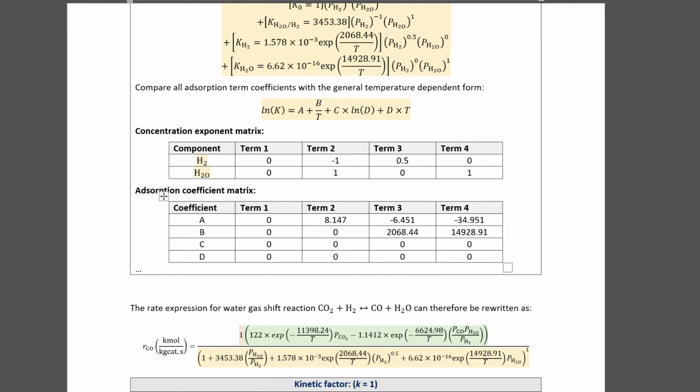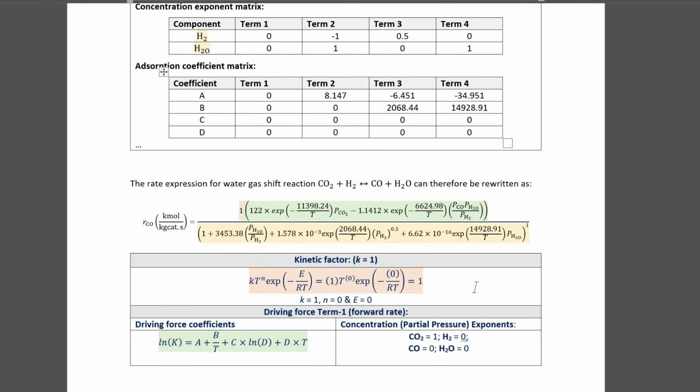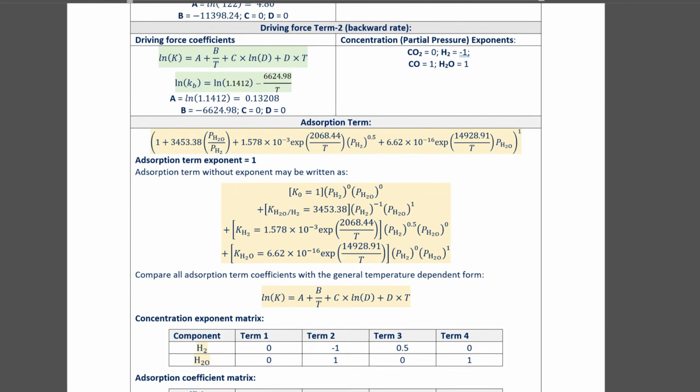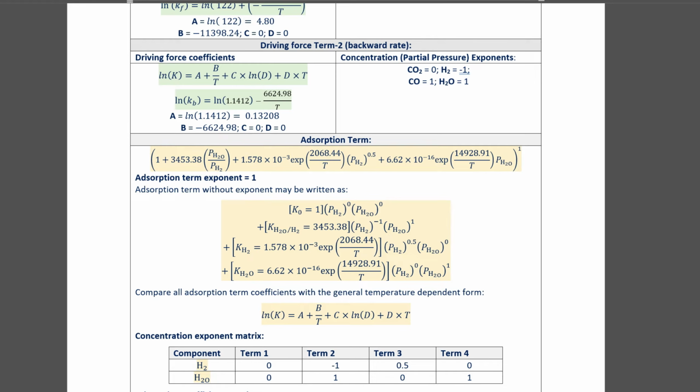In the same way, you can determine the required information for the water gas shift reaction. So let's define these coefficients and the kinetics in Aspen Plus.